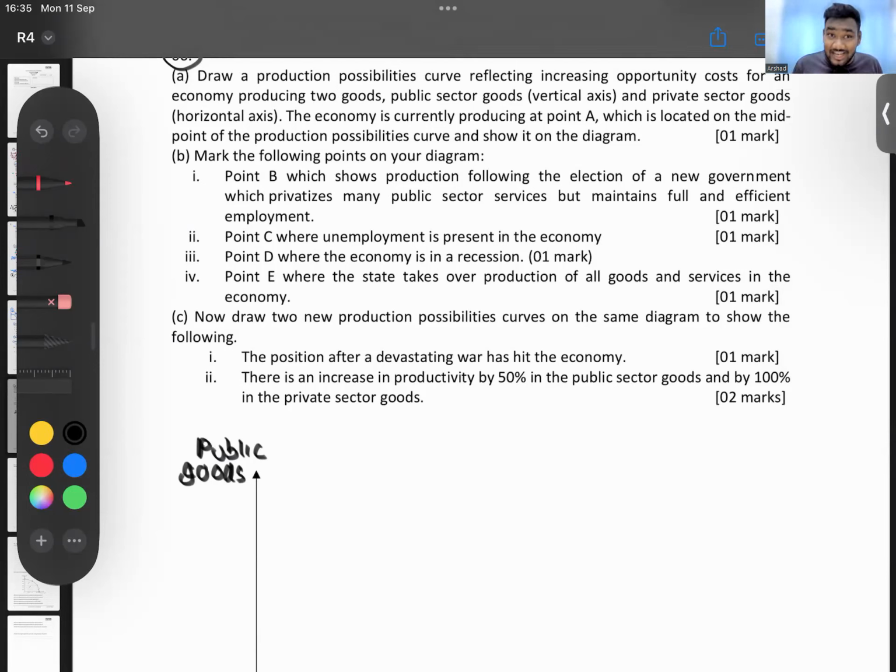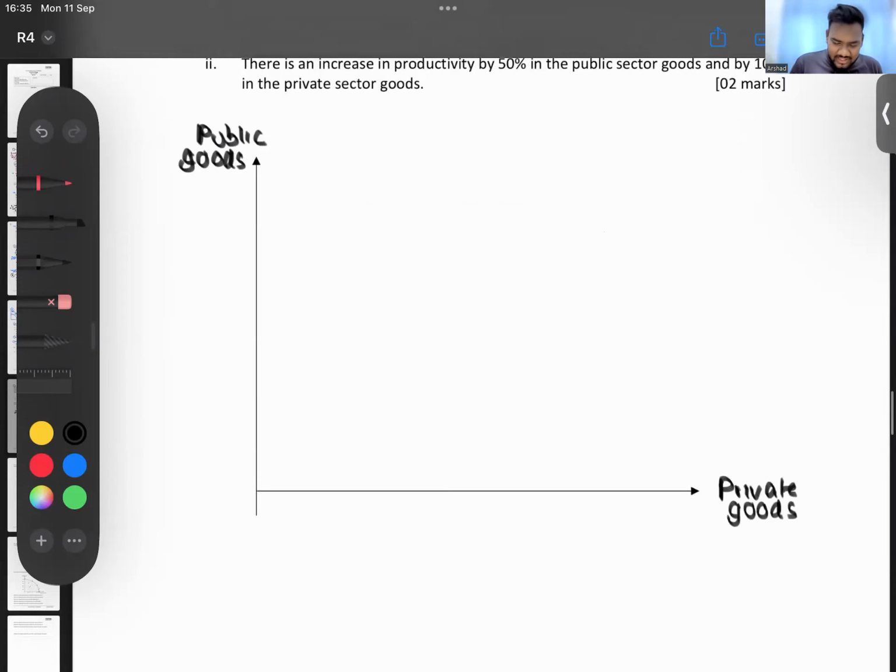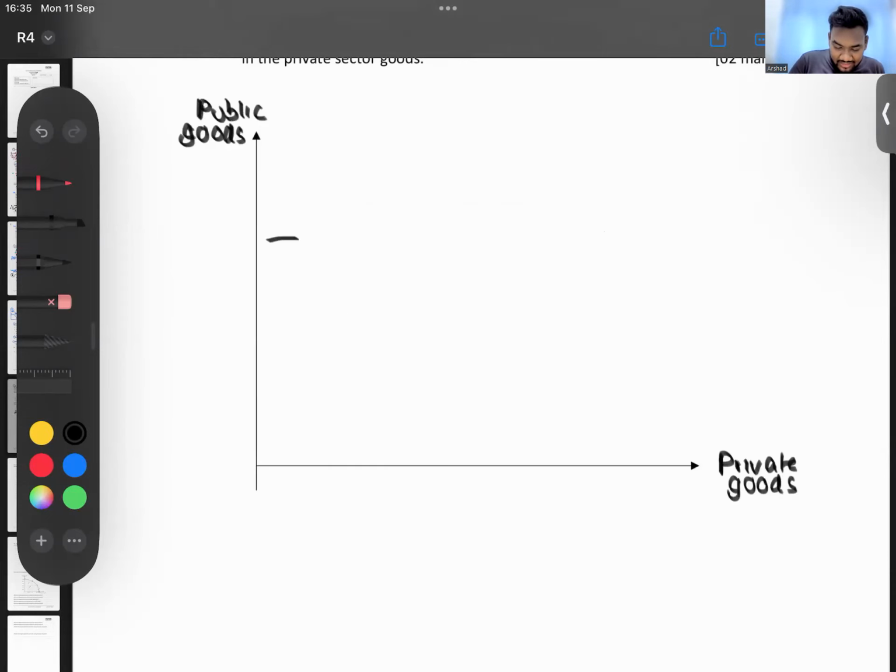Now, if you draw a straight line PPC, you go wrong there. Okay. So we'll draw a small concave PPC. Okay. That is my PPC there. Looks a little bad, no? Let me draw this again. Okay. It's a little imbalanced, still imbalanced, no?